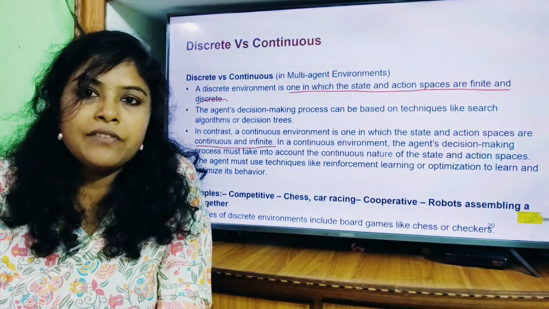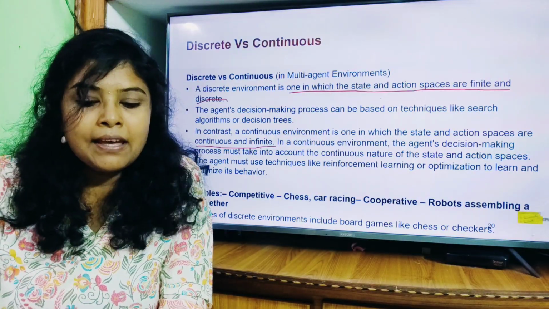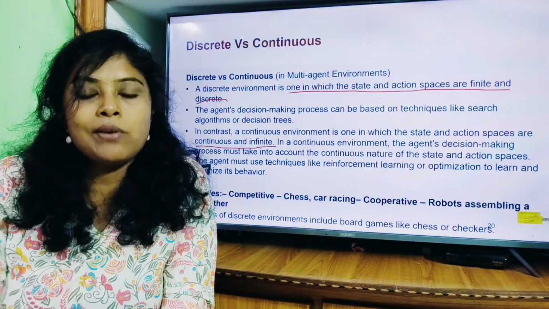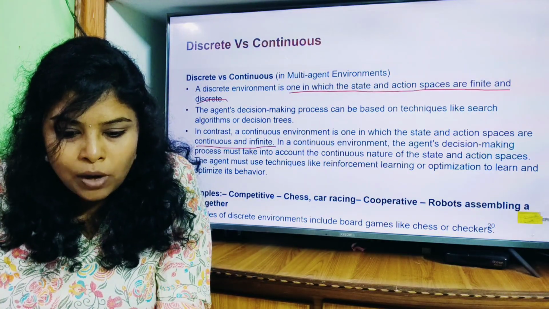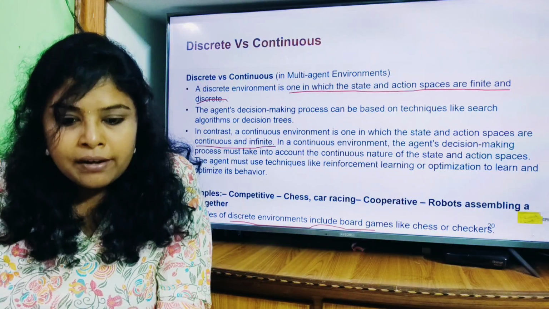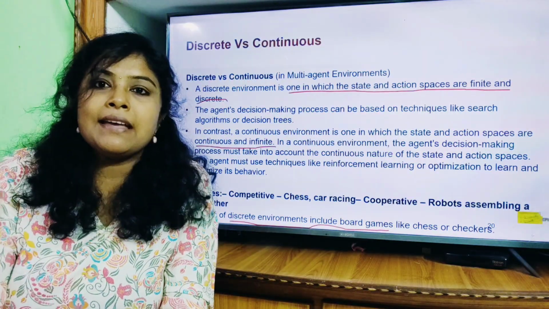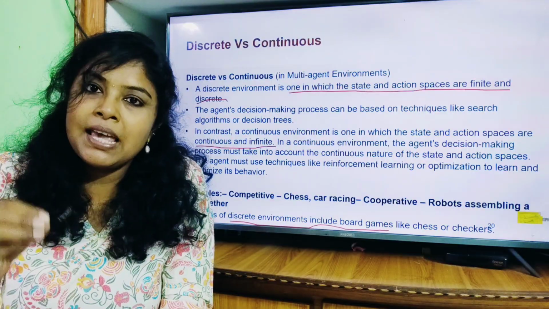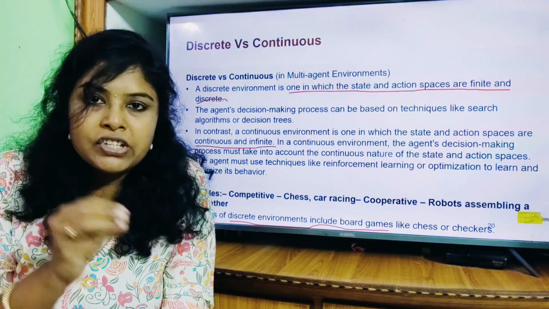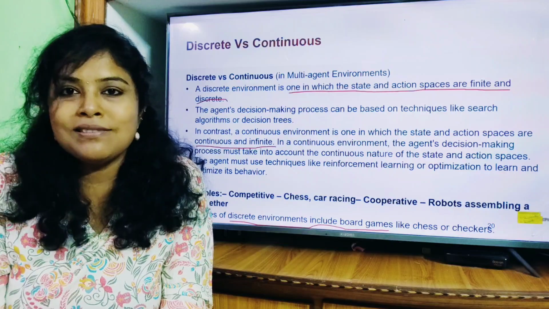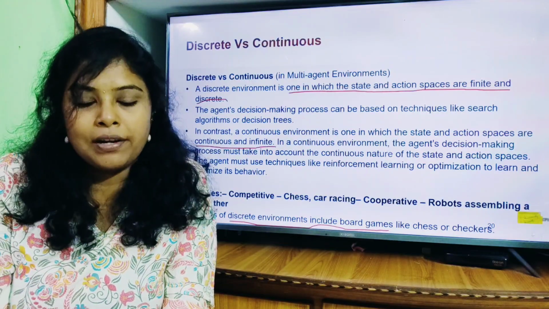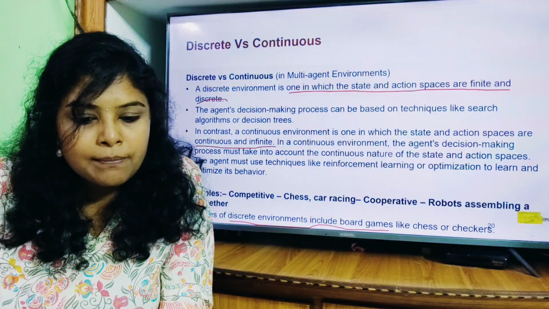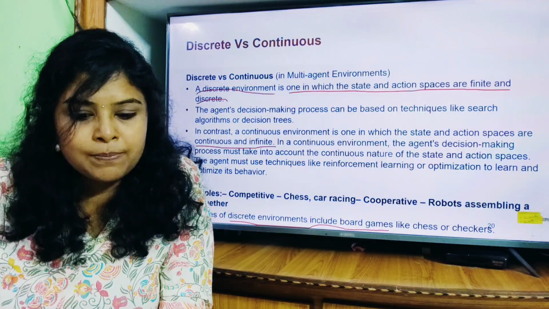We have competitive environment like chess. There, what is happening? It is also an example for a discrete kind of environment. Why? Because in a discrete environment, your action space is a finite one. The chess game will end either with a checkmate or with a draw. The outcome is known, and it is a finite state space, we call it. So in a discrete environment, we'll have a finite state space.